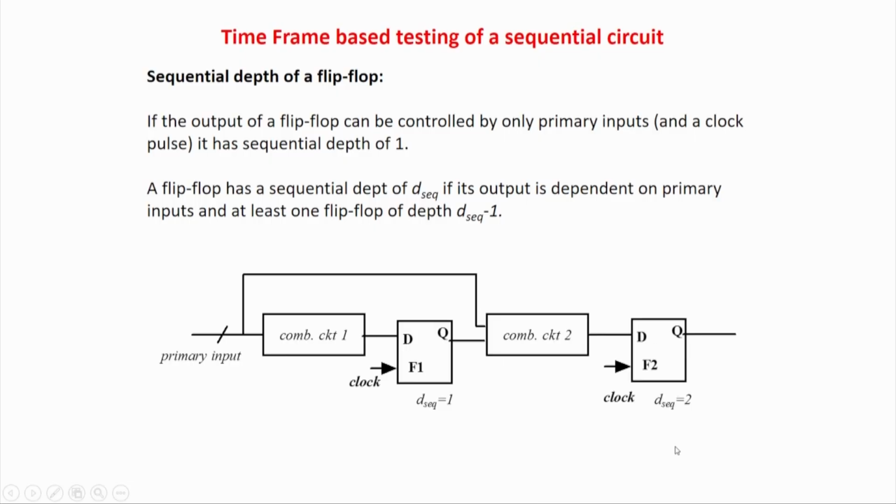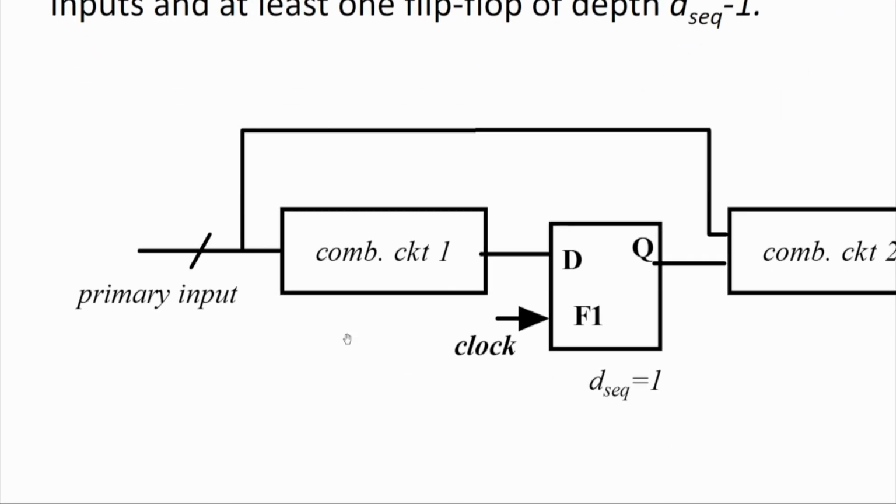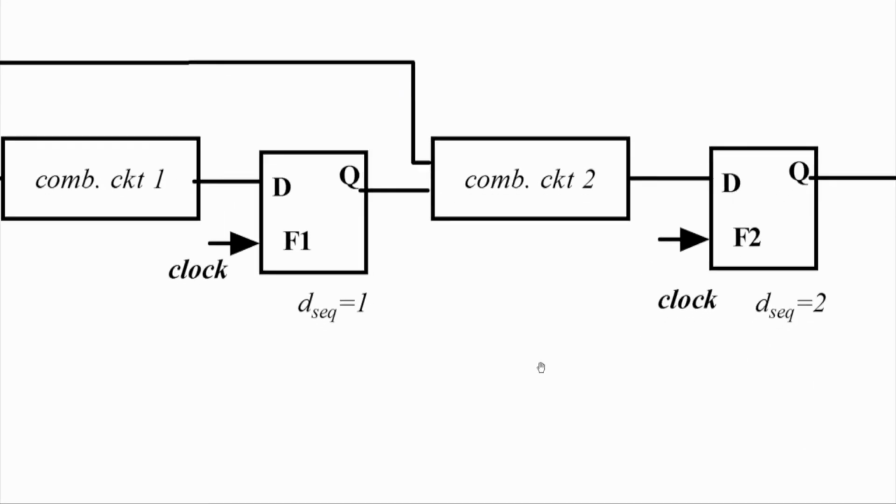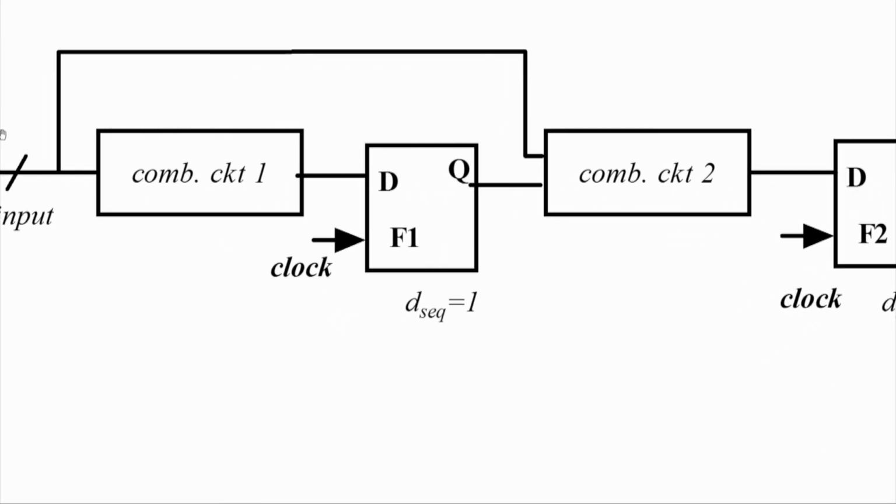So first let us look at some definitions. First is the sequential depth of a flip flop. If there is a flip flop, a combinational circuit, and a primary input, how many D flip flops are there in the path between the primary input and this flip flop? In other words, is there any flip flop between this flip flop and the primary input? If there is none, the level will be 1. Now again, if I zoom here, you will see there is another flip flop and another combinational circuit, and the primary input is here.